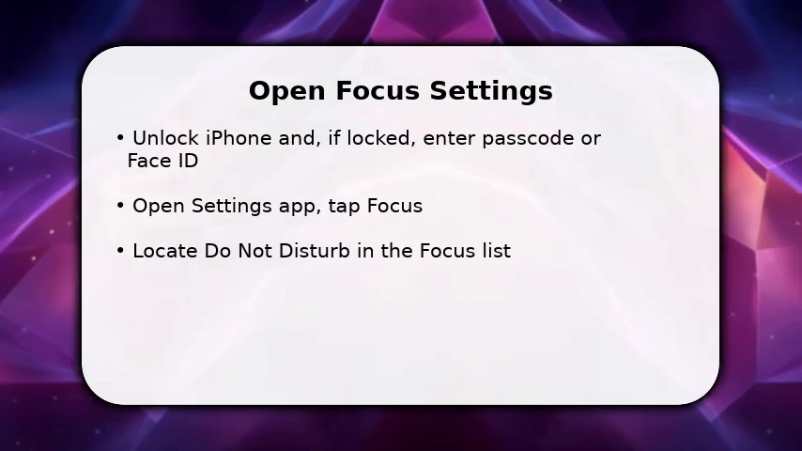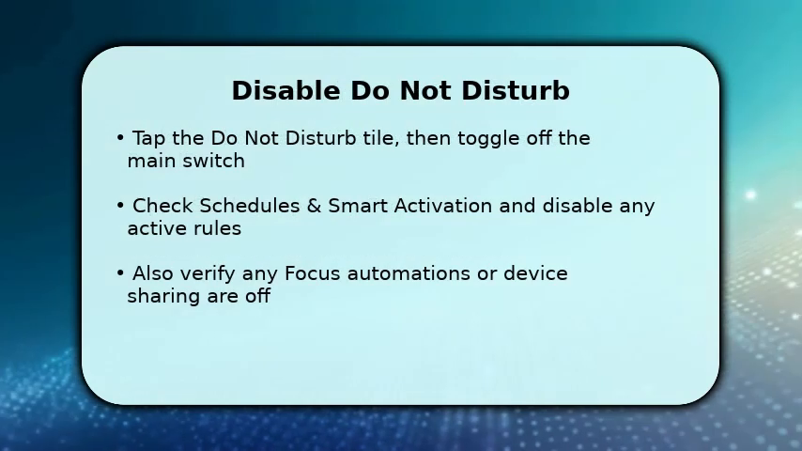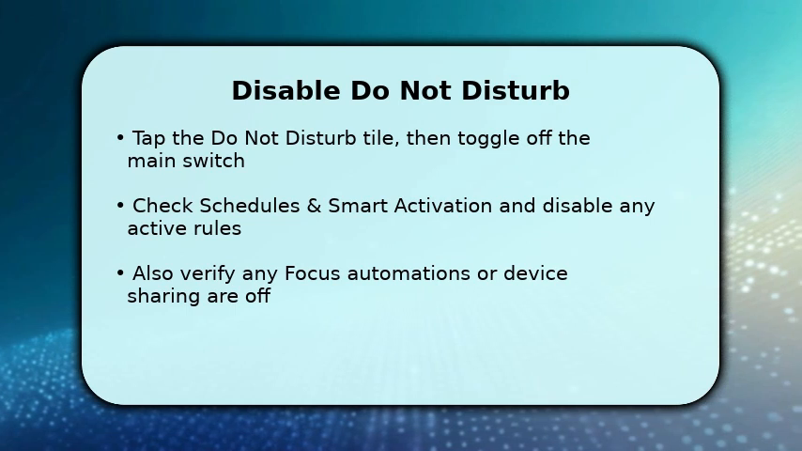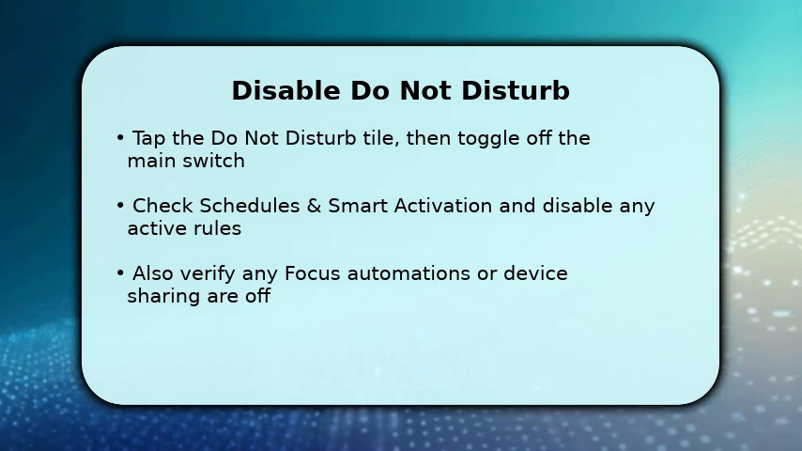Now tap the Do Not Disturb card to open its settings. You'll see a main toggle at the top. Switch it off to stop immediate silencing. Once done, inspect Schedules and Smart Activation.